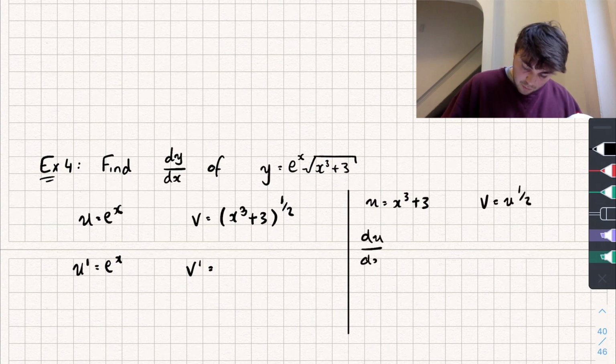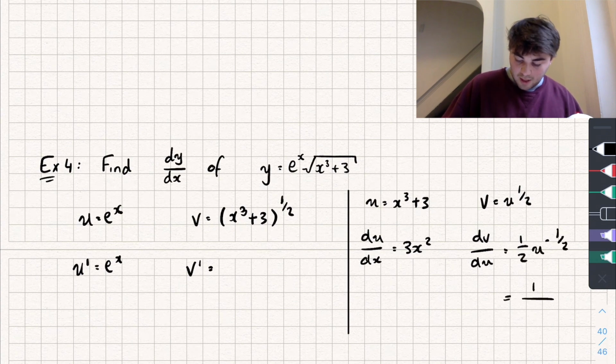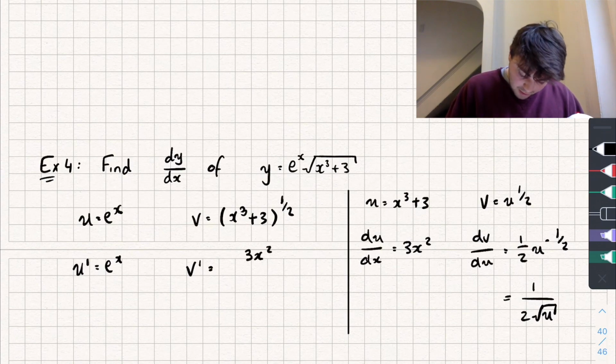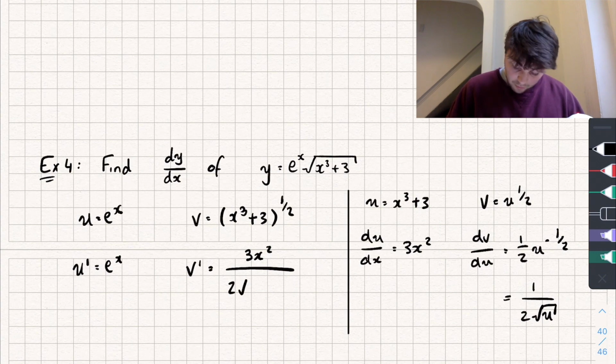So derivative of u with respect to x is just going to be 3x squared, and derivative of v with respect to u is 1/2 u to the power of negative half, which we could write as 1 over 2 square root u. And again, multiplying these two derivatives together gives us the derivative of v with respect to x, and so we get that that's equal to 3x squared divided by 2 square root u, which is x cubed plus 3.